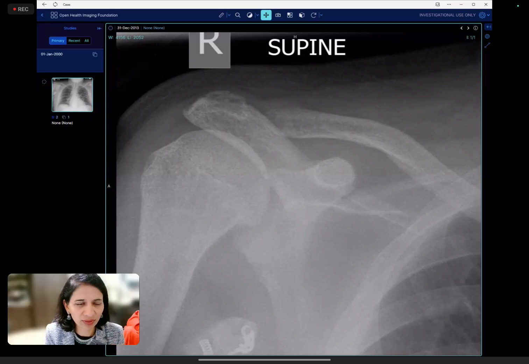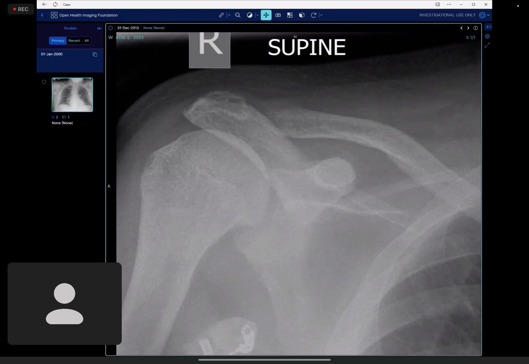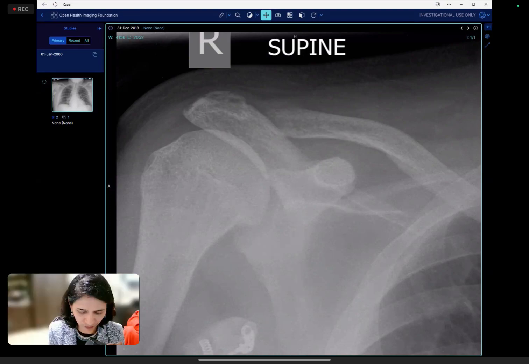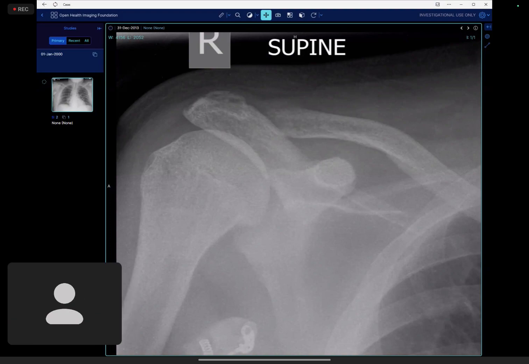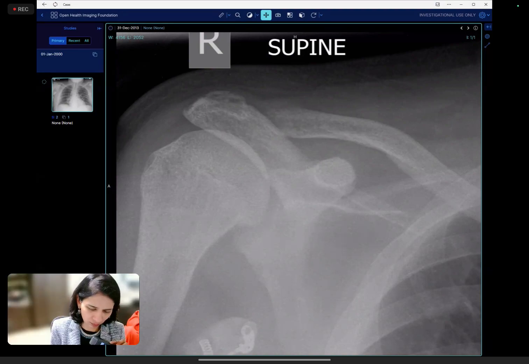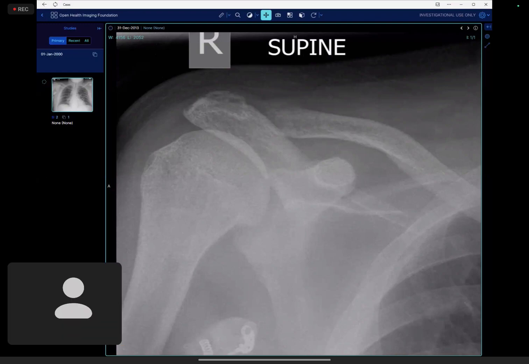The patient is about 20 years old. 20, yeah. I'm trying to think if there's any other cause of osteolysis.